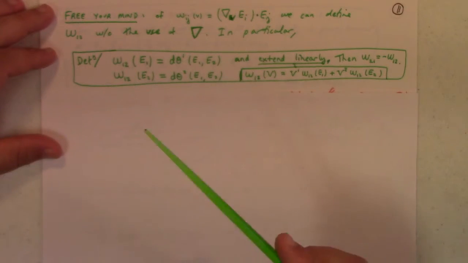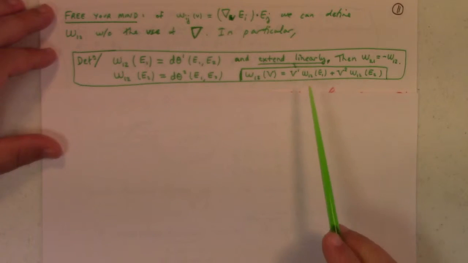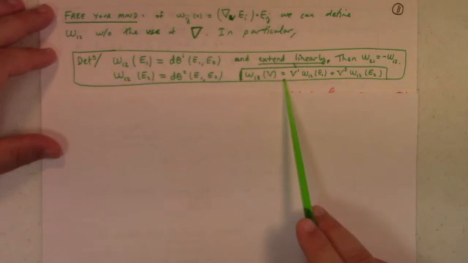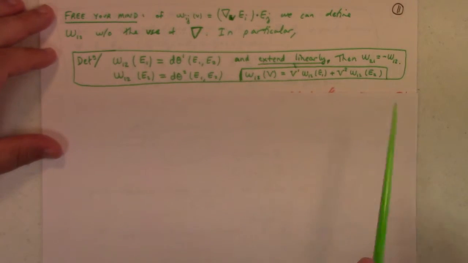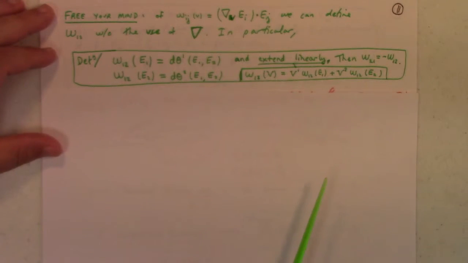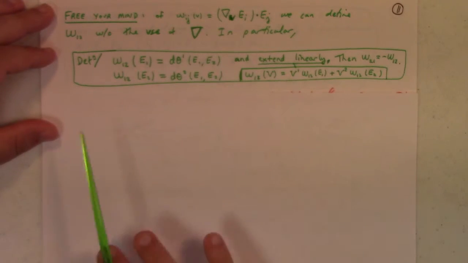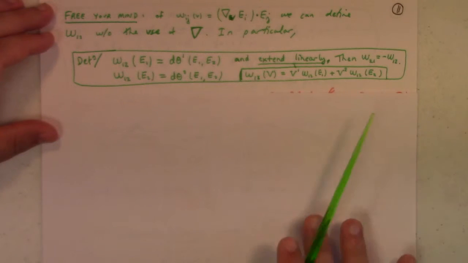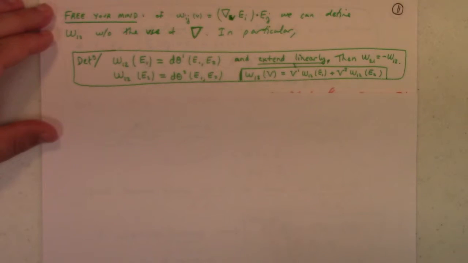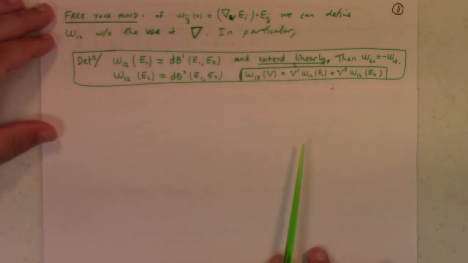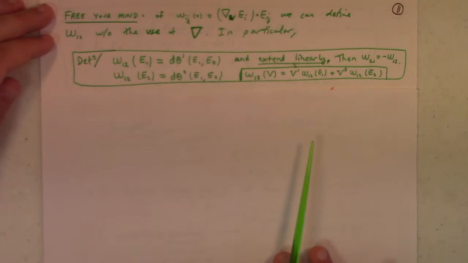So that's kind of it. And then, of course, extend linearly. So there's your formula for omega 1, 2 of V, like so. And of course, omega 2, 1 is minus omega 1, 2, all right? So there's your definition. There's no shape operator. There's no unit normal. We have just used the somewhat benign assumption of there existing some notion of orthogonality on the tangent space.